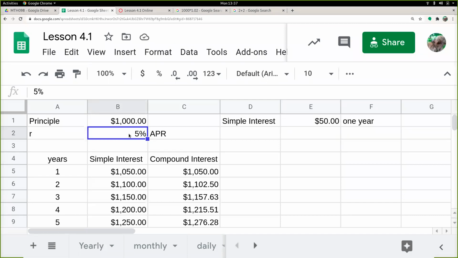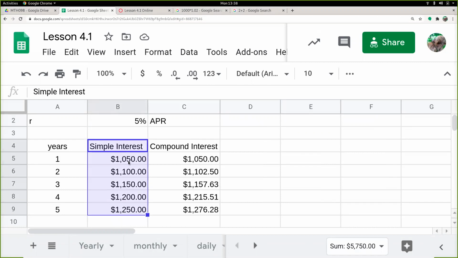You could also multiply by the 1 year, but multiplying by 1 doesn't change much. So I'm using that formula PRT for simple interest, and that gave me 50 bucks. If you're collecting interest in a simple interest manner, which is kind of how dividends work, you simply get just another 50 bucks each year.